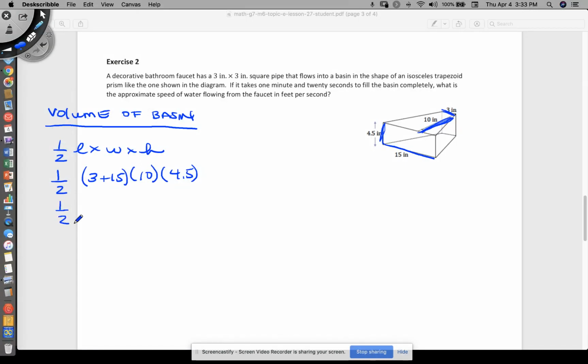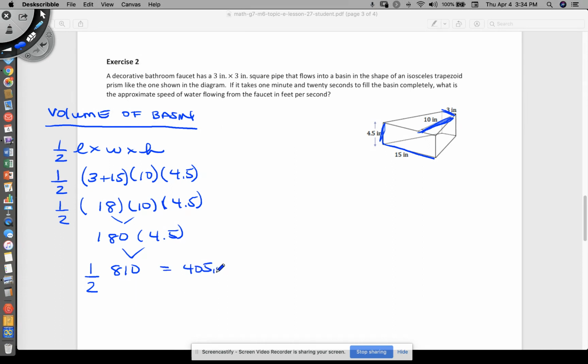So I wind up with 1/2 times 18 times 10 times 4.5. Combine these two and I get 180 times 4.5. Combine those two and I get 810. Now bring down my 1/2. If I take half of 810, I have 405 inches cubed. So that is my volume for the basin. Now I want to convert. I'm going to convert this to cubic feet.